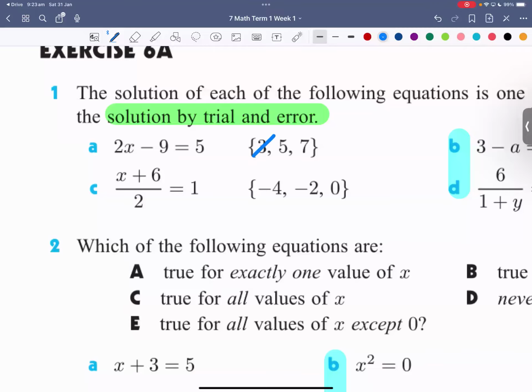This is such a silly way of doing it. 2 times 5. 10. 10 take 9. 1. Okay, 5 is not the answer. It must be 7. Let's check. 2 times 7. 14 take away 9. Yeah, okay, fine. 7 is the answer. The answer is x equals 7. What a silly way of doing the question.